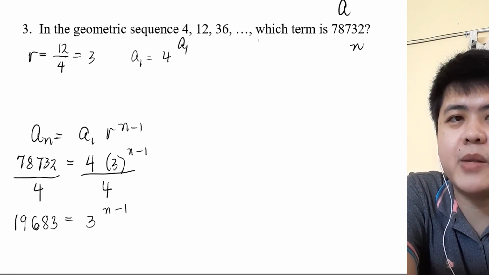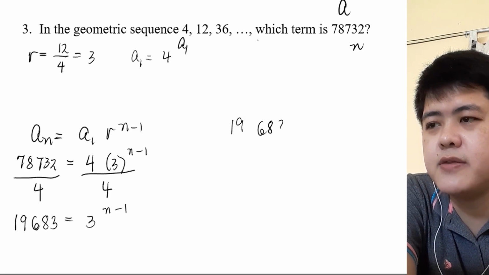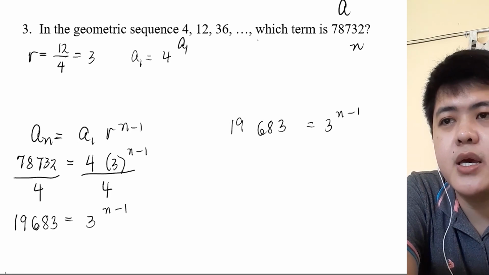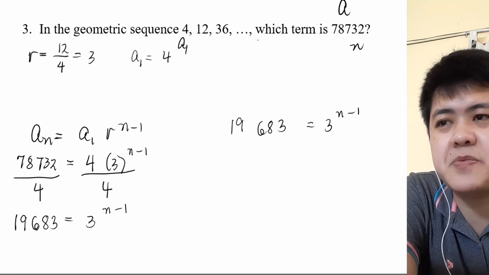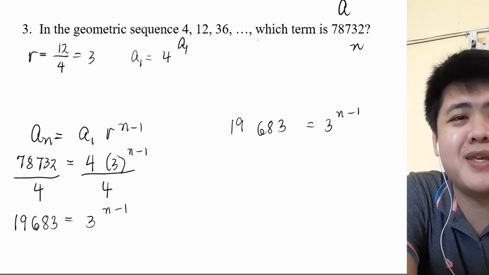That's a big number. But anyway, 19,683 equals 3 raised to n minus 1. And this is not easy. Can you please express 19,683 in terms of base 3 raised to something?